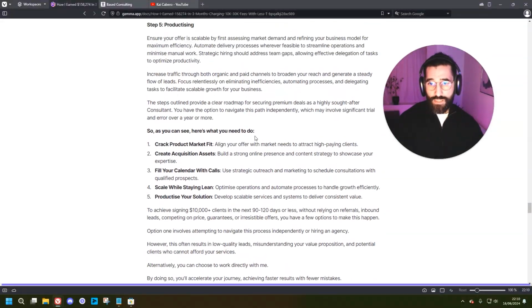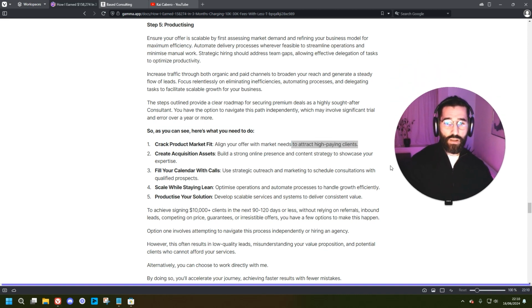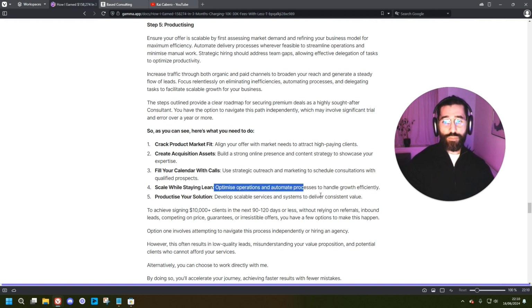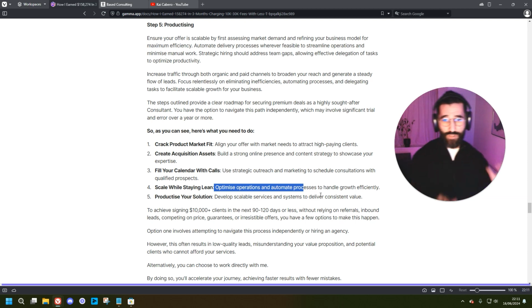So as you can see, here's what you need to do. Crack product market fit, align your offer with market needs to attract higher paying clients. Create acquisition assets so you build a strong online presence and content strategy to showcase your expertise. Fill your calendar with calls, use strategic outreach and marketing to schedule consultations, and then scale while staying lean. So optimize operations, automate processes to handle growth efficiently, and then productize your solution. Okay, so develop scalable services and systems to deliver consistent value.